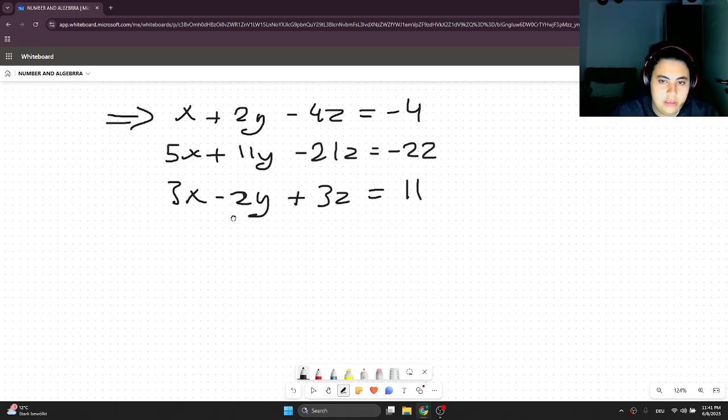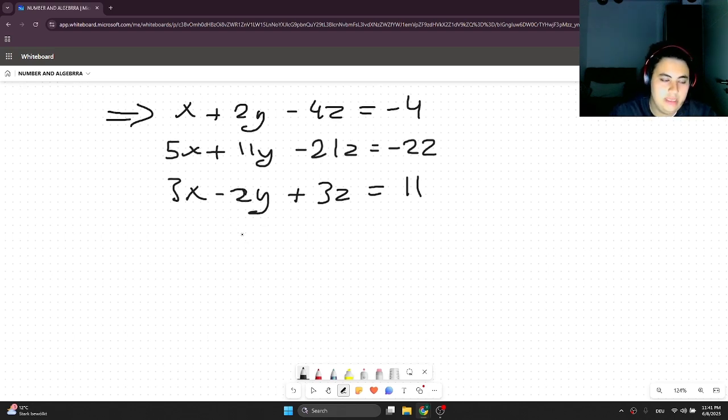First of all, I'm going to introduce something called the matrix system, or the matrix, where you basically take all the coefficients that you have and write them in a square bracket.